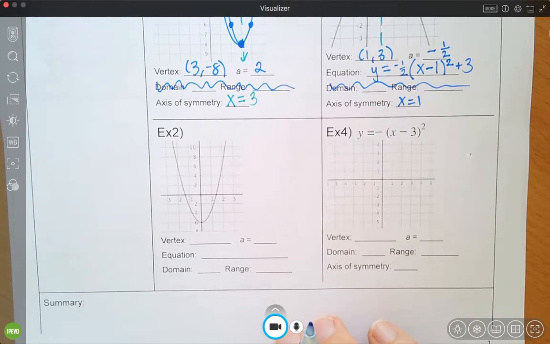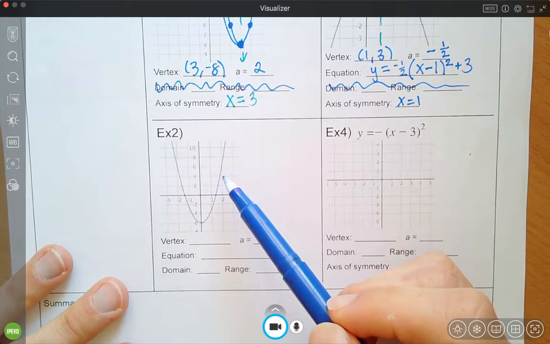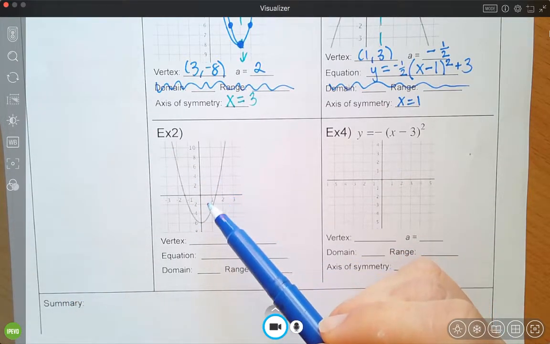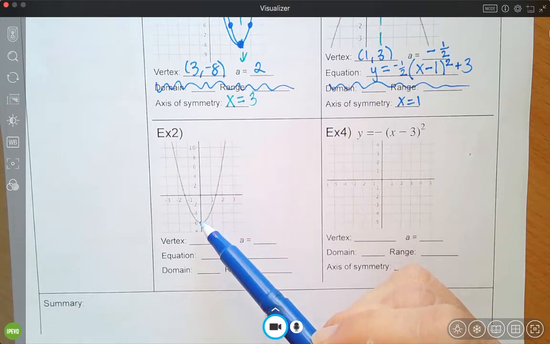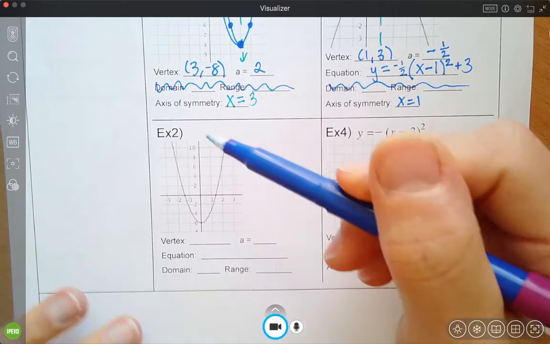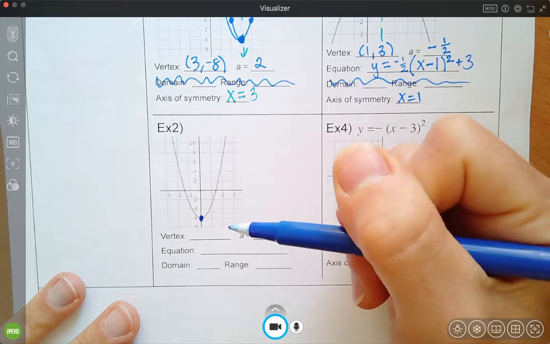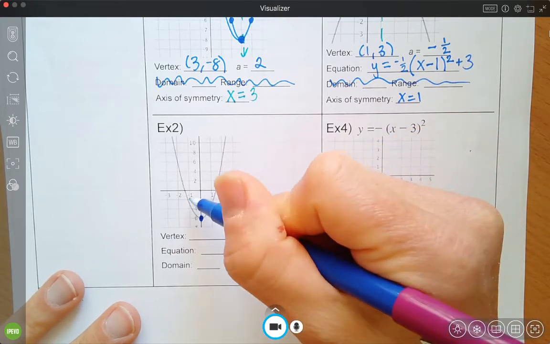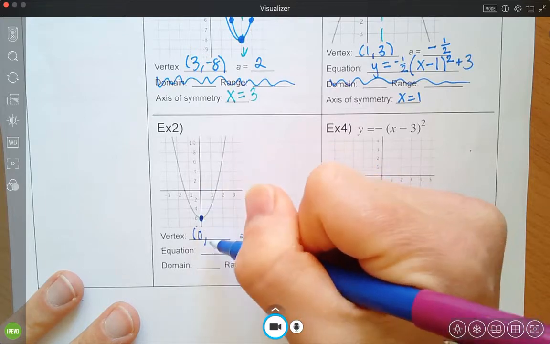All right, example 2. So example 2 is another graph, and I have to write the equation. If you want to pause and try this on your own, I think that would be awesome, but this one's a little different, so it's okay if you want to just stay tuned. There's my vertex. It's the middle point on the parabola. So the vertex is located at an x value of 0 and a y value of -6.